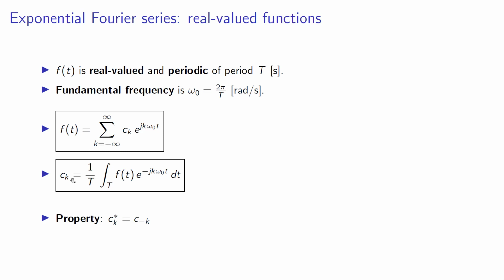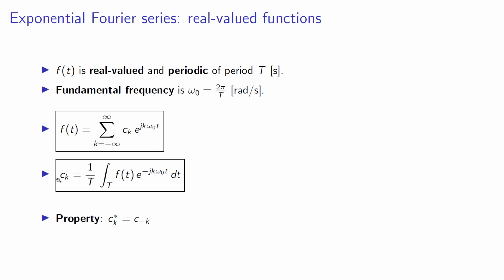c_k is called the Fourier coefficient, and it's computed as follows. So basically it's the average over a period of the function f of t times a complex exponential. So this is a rotating vector over here at the harmonic frequency k omega 0. So if k is positive, this rotating vector will be turning clockwise, and if k is negative, it will be turning counterclockwise.